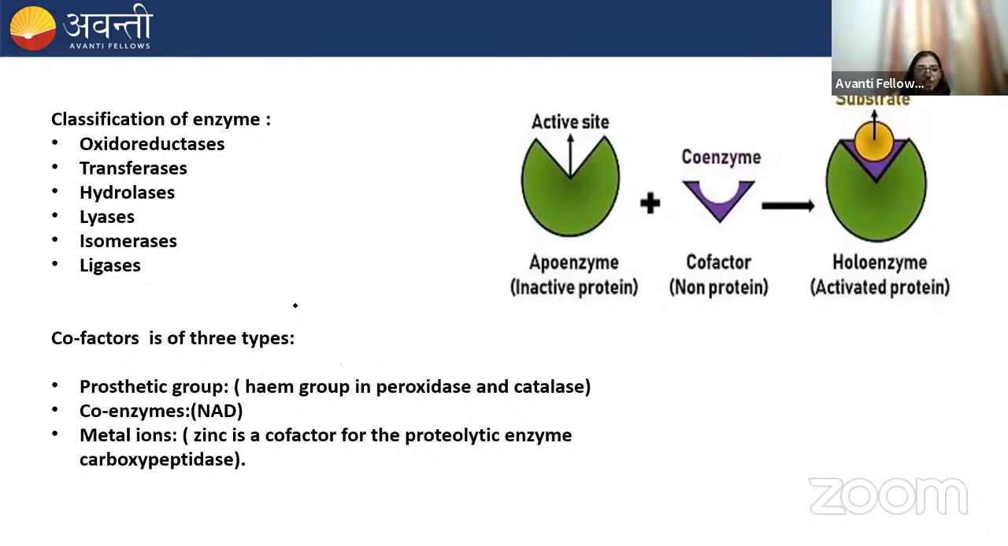Next, we are going to discuss the classification of enzymes. Number one is oxidoreductases. Oxidoreductases catalyze the oxidoreduction between two substrates, and the example of oxidoreductase is peroxidase. Transferases catalyze the transfer of a group between a pair of substrates. Examples of transferases are kinases. Next is hydrolases. They catalyze the hydrolysis of ester, ether, peptide, and glycosidic bonds. Examples of hydrolases are peptidases.